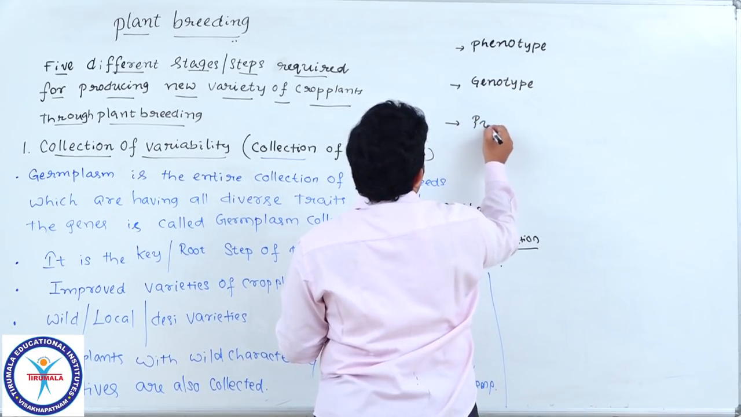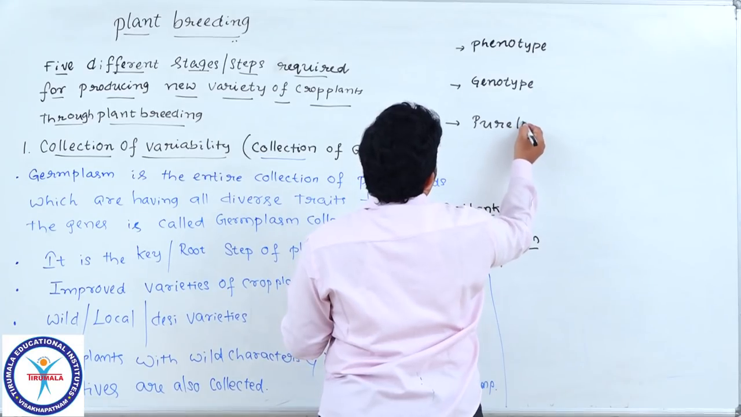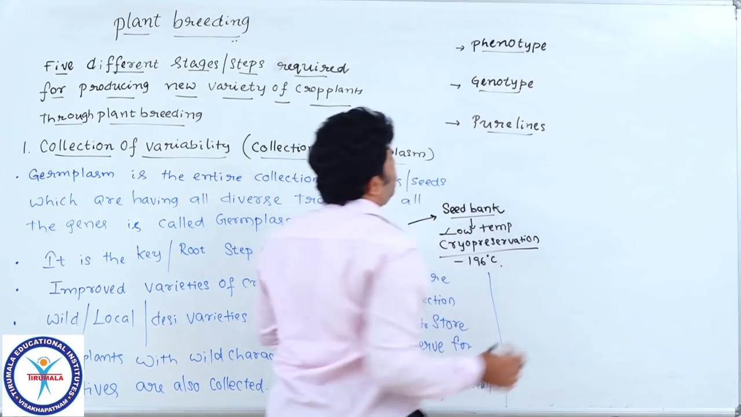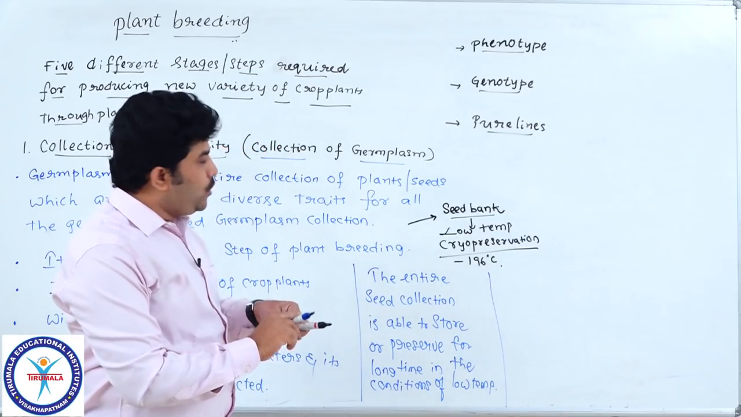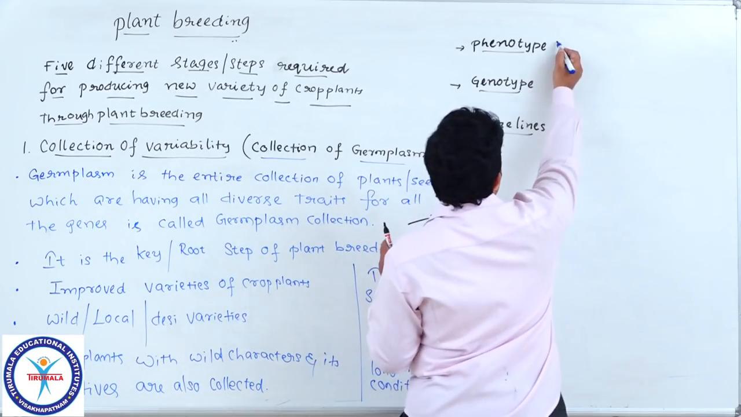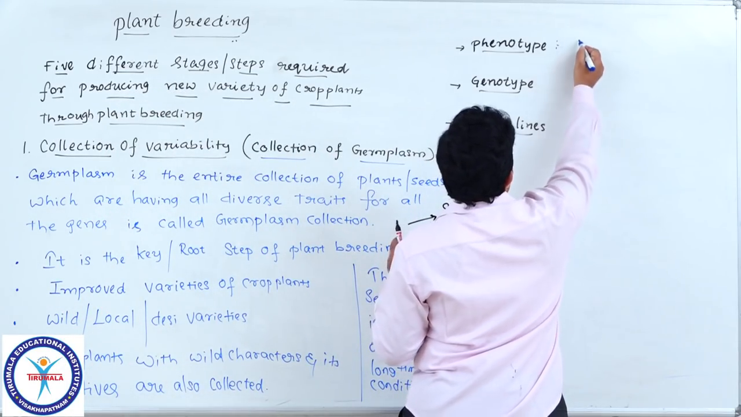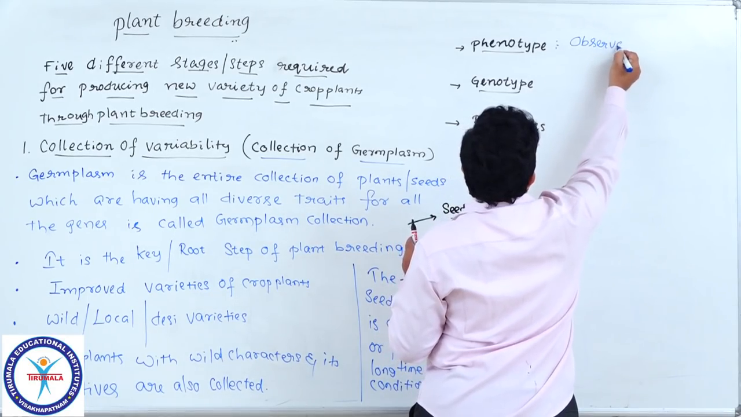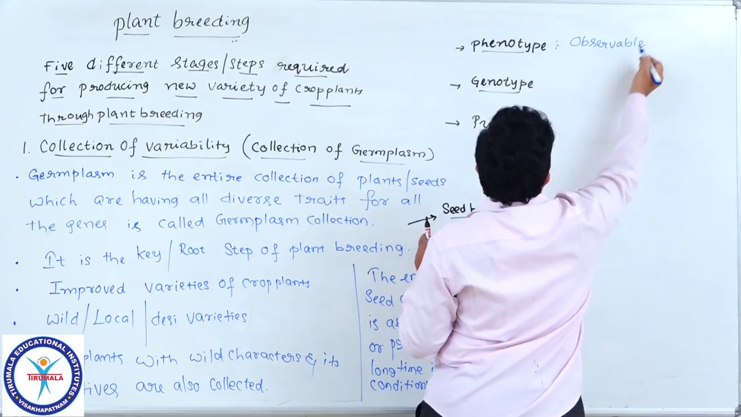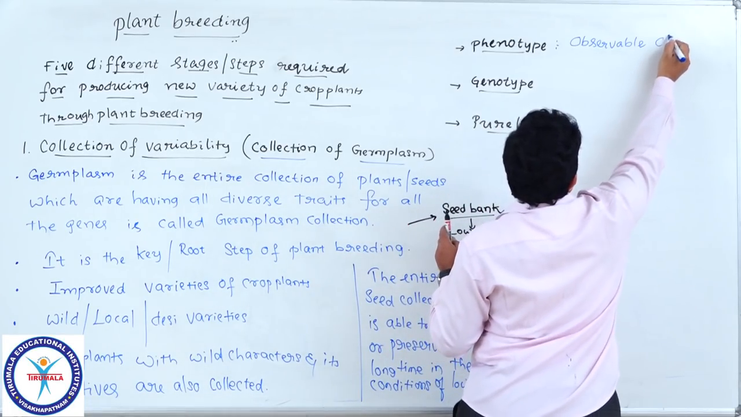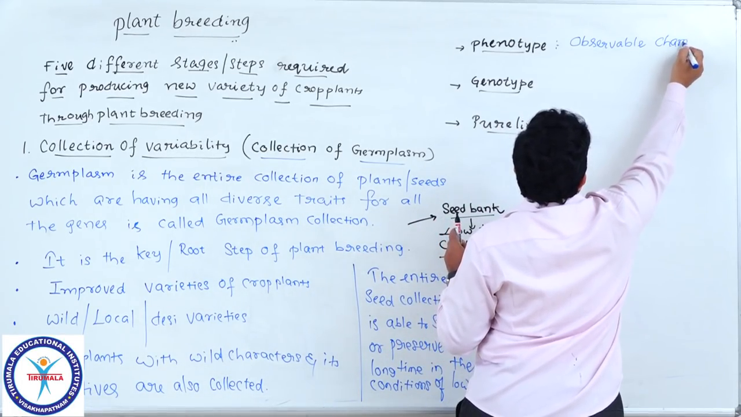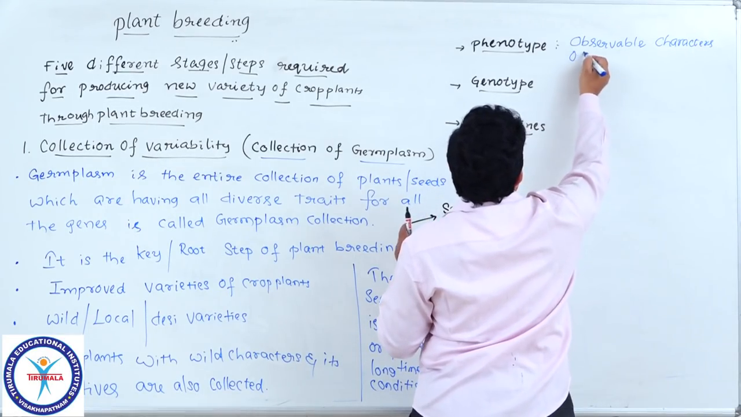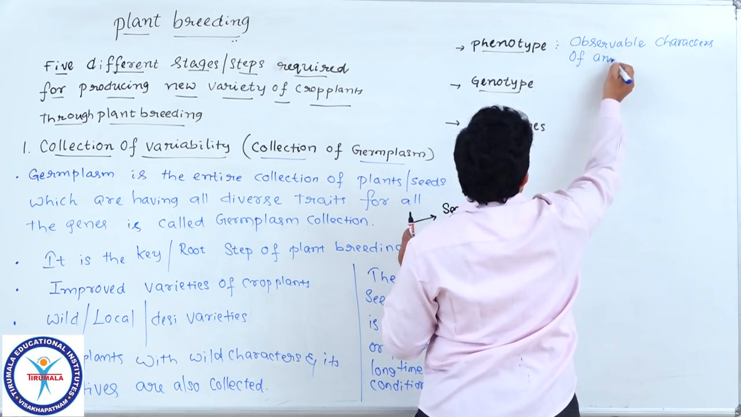Pure lines, these terms we rapidly use. That's why we had better know well about these three different terms that we are generally using here. Phenotype means what? Phenotype means observable characters of an organism.